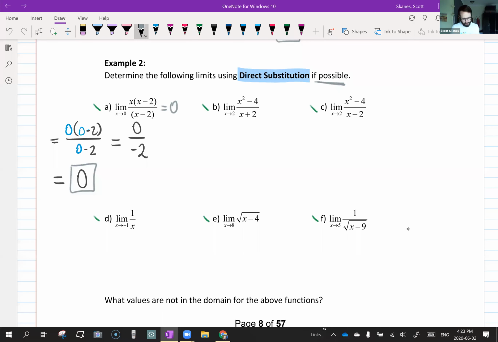The next one's the same case, actually. I'm going to do C instead. So let's look at C. Let's put in 2. So this is 2 squared minus 4 over 2 minus 2. What do we have now? This is 0, and this is 0.